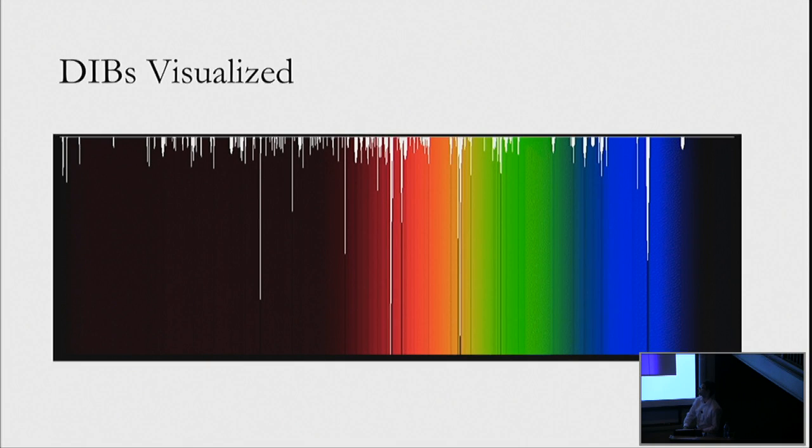Just for some visualization, here's a plot of a bunch of these DIB features. And two things to note are how numerous these features actually are, and also how strong they are. It's been almost a century since we discovered these, and there's been a lot of theoretical, experimental, and observational work, but we still really don't know what these features are.